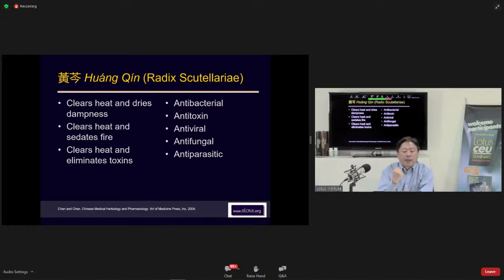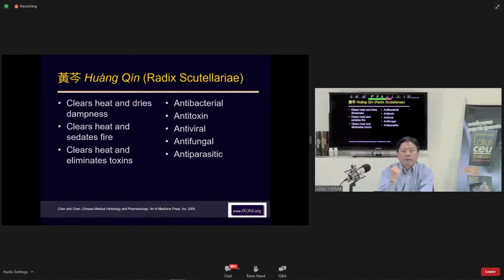And then finally, if you see clear heat and eliminate toxin, once again, toxin usually means there's something that's more substantial. So maybe a nodule, maybe a hardness, maybe there is some kind of abscess or discharge. So think of cellulitis, think of abscess, that kind of infections.